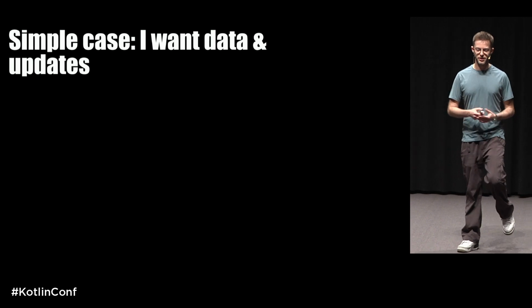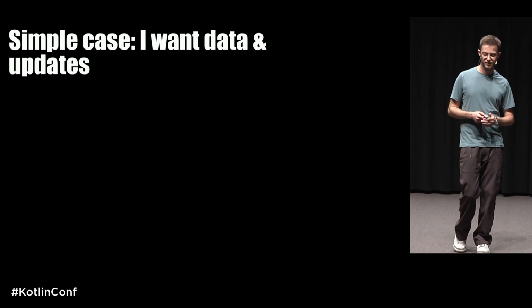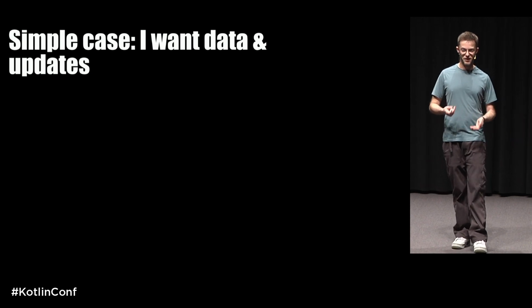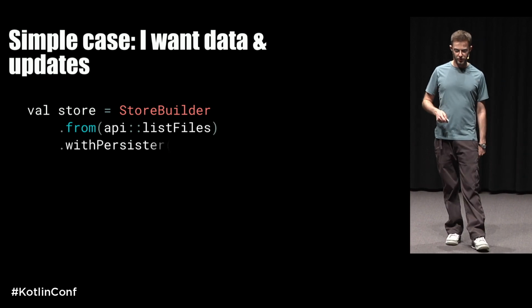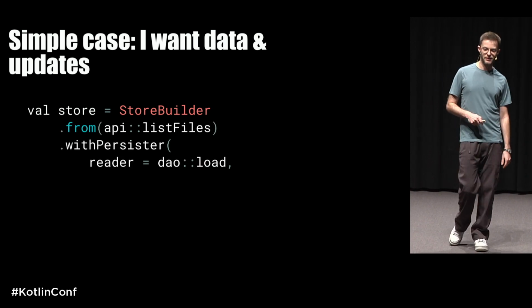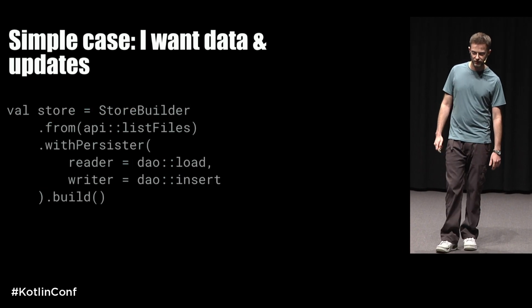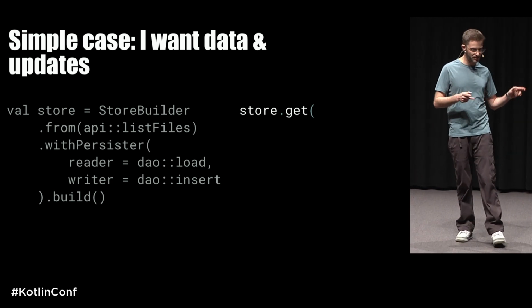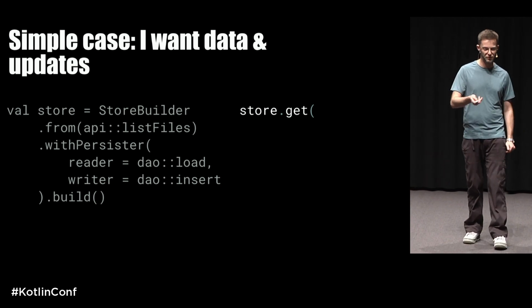So the first use case, what I consider the most common use case of how I work with data, is: I want data, and I want updates if that data changes. Like Yiğit said, we'll build a store from an API, passing it a persister, a writer, and then build it. We then are able to call... So he said we had a single API. I like convenience functions and making things easy, so we have a few helper functions.